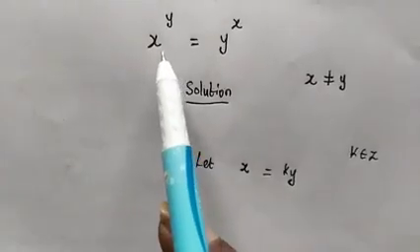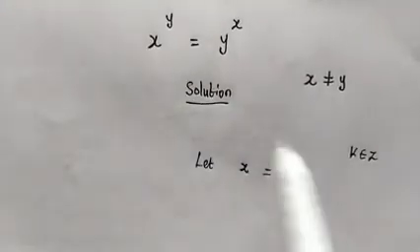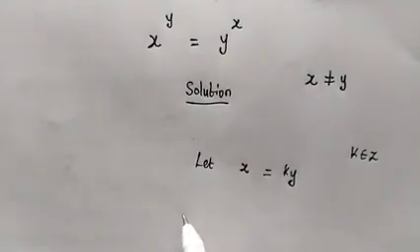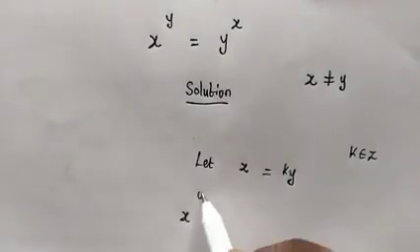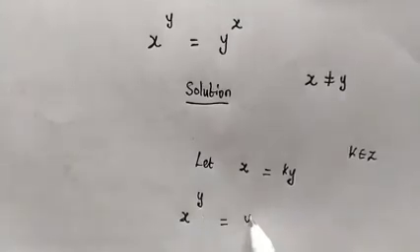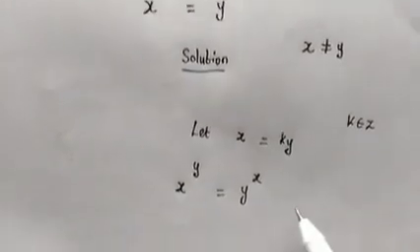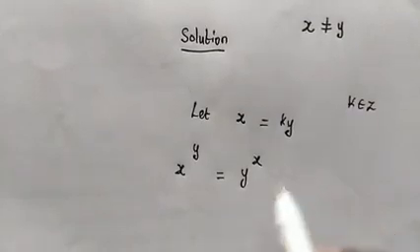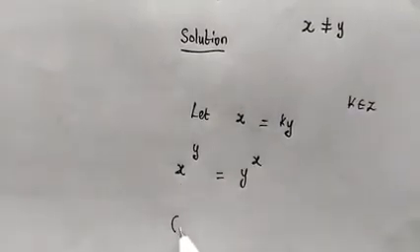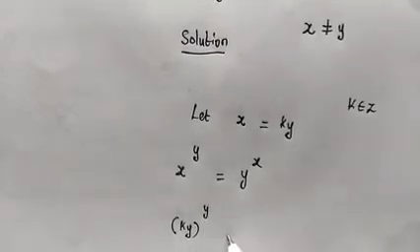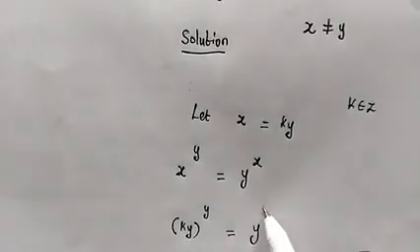Now since x is equal to k times y, we're going to substitute the value of x in terms of k and y into the original equation. Remember, we have x raised to the power of y equal to y raised to the power of x. Now since x is equal to k times y, here x is going to be (k times y) raised to the power of y. This is equal to y raised to the power of k times y, right?